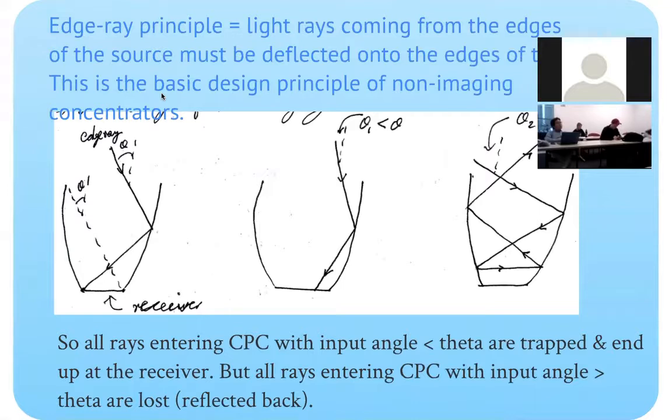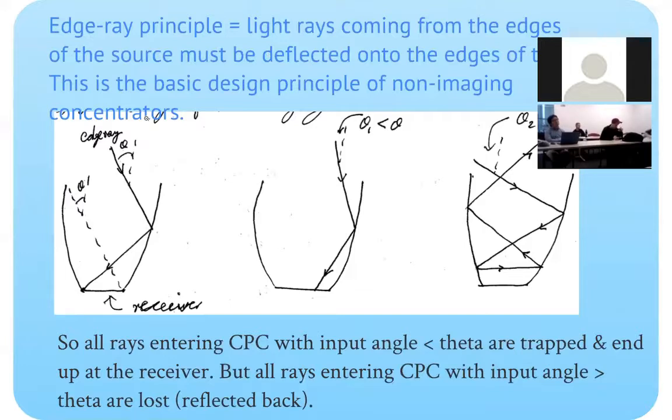Now let's try to summarize the key idea here. This is the most fundamental idea in non-imaging optics. It's referred to as the edge ray principle. What does it mean? Let's state it first and then try to appreciate what it means. Light rays coming from the edges of the source must be deflected onto the edges of the receiver. If we are able to do this, then all the rays in between will end up at the receiver. This is the basic design principle of non-imaging concentrators.